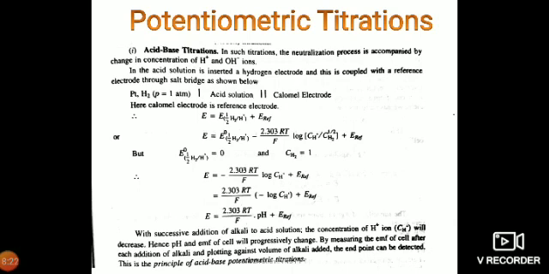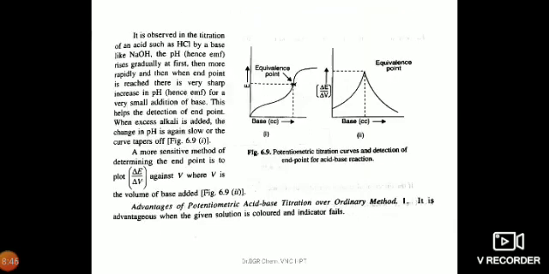With successive addition of alkali to acid solution, the concentration of H plus ion will decrease. Hence, pH and EMF of the cell will progressively change. By measuring the EMF of the cell after each addition of alkali and plotting against volume of alkali added, the end point can be detected.